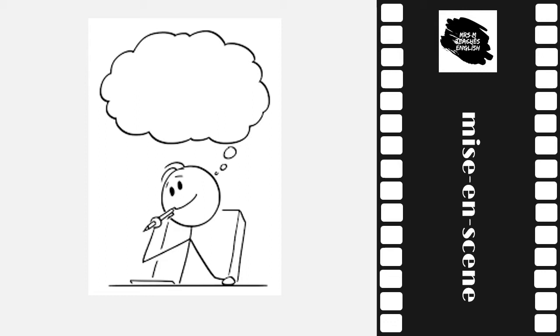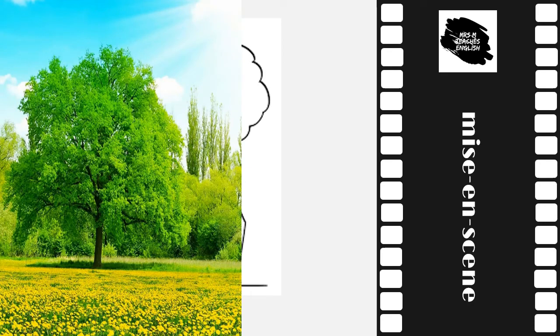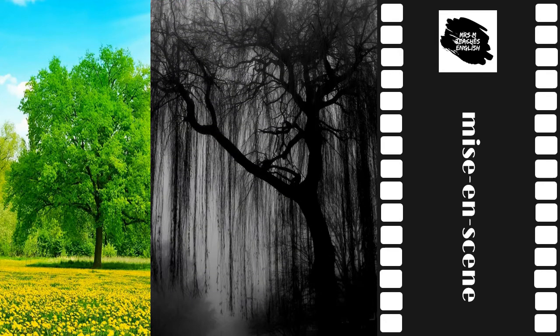Here's an example. If I say the word tree to you, what image comes to mind? Something like this, perhaps. It's lovely, isn't it? What about this? Ew, that's creepy. You can see that the choices that have been made by the photographers have had an impact on the way that you, the viewer, see these images.